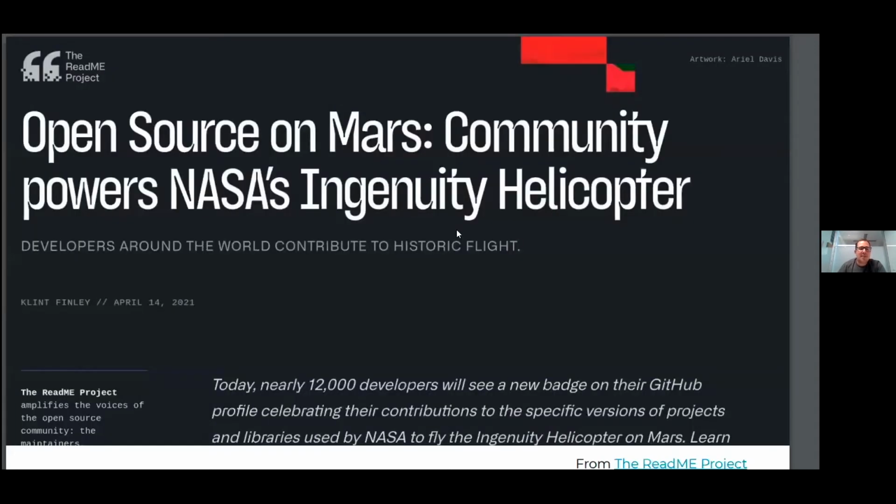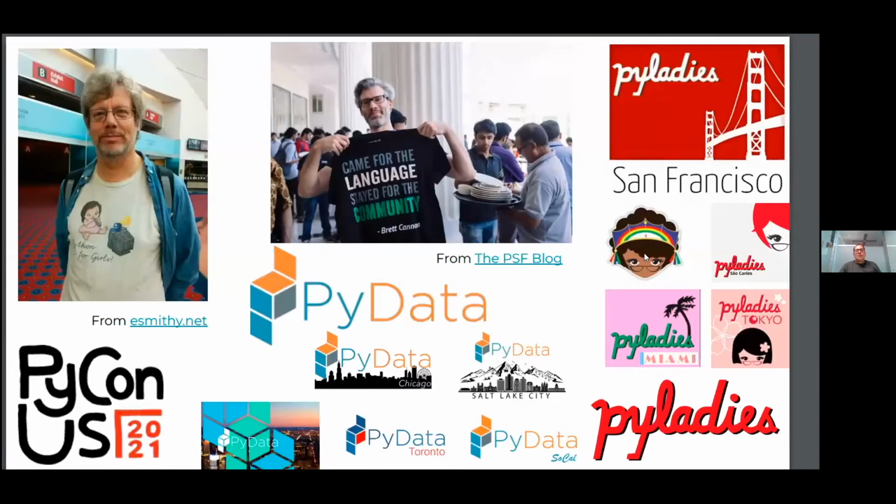And the other one is that Python, its packages, and other open source projects were used by NASA to fly the Ingenuity helicopter on Mars. So how cool is that, right? You have a small helicopter on Mars, which is running Python and other packages. So next slide, please.